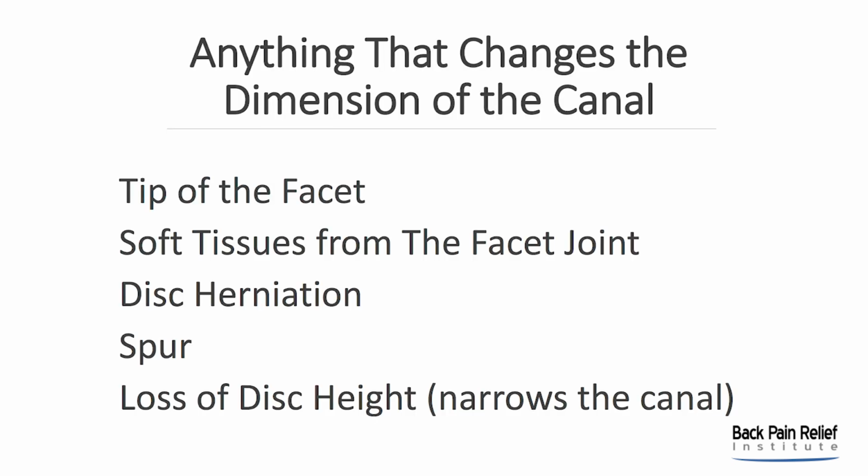Just remember that anything that changes the dimension of the foraminal canal can cause the symptoms of foraminal stenosis and nerve pain. Whether it's the tip of the facet, the superior articular process, intruding or sticking into the nerve, whether it's the soft tissues from the facet joint taking up space, whether there's a disc herniation or what they call a foraminal disc herniation, a spur like we saw, or loss of disc height of the disc space, anything that contributes to narrowing the canal can give rise to foraminal stenosis and its symptoms.